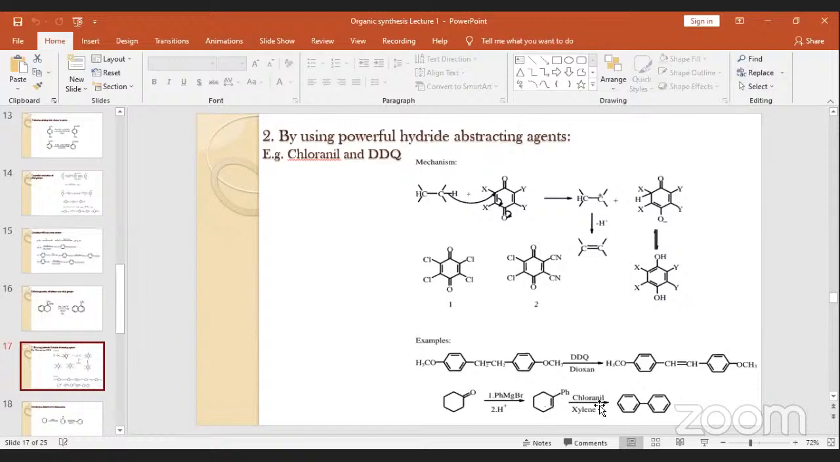If this is treated with chloranil, two double bonds are formed. Hydride is abstracted from here, and hydride is also abstracted from there. So 2 moles of H2 are removed, and you will get a biphenyl derivative. This is just a representative example. You can have a fused benzene also, and a variety of other new products can be made by this reaction.